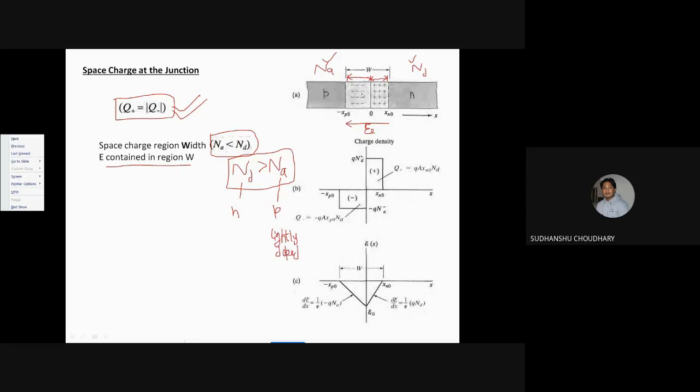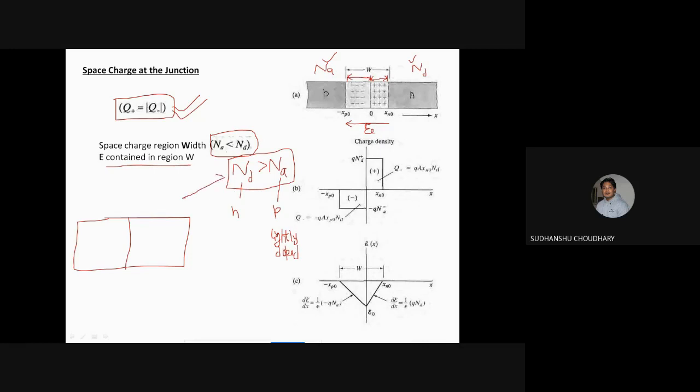So obviously that can be again related. Let us say that maybe here I'll draw. Let us say that I have ND greater than NA. Okay, this relation holds true. And let us say that for some reason Q positive is not equal to Q negative. So obviously if ND is greater than NA, that is donor concentration is more, so more donor ions will be contained in the same region.